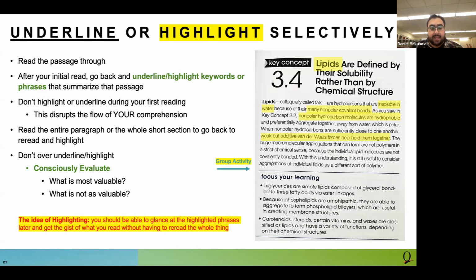With that being said, just make sure that you don't over highlight and you also don't under highlight. You should always consciously evaluate what you think is important as it relates to your key learning concept. And how do you find this learning concept? Again, it's written for you in very large letters at the top of a section.